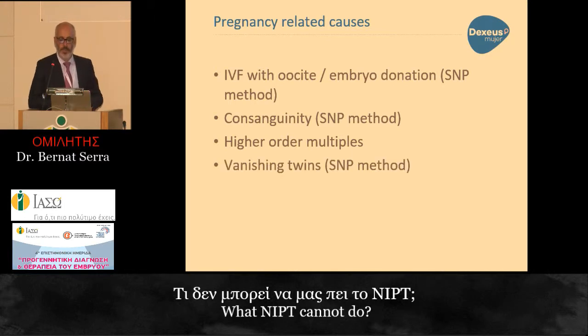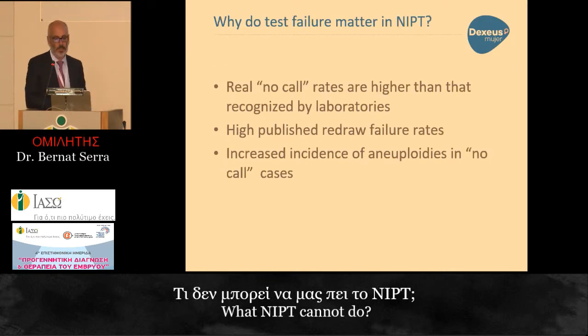Also, if there is a vanishing twin, you will not get a result back if you use a SNP method, and the test will tell you, I cannot give you a result because there is a vanishing twin. If you use a counting method, a vanishing twin could be a cause of false positive, as we will see also at the end of my presentation. And why does test failure matter in NIPT? First, because real no-call rates are usually higher than those recognized by laboratories, although I showed you a few minutes ago that in our case we have lower no-call rates with Panorama than the published ones.